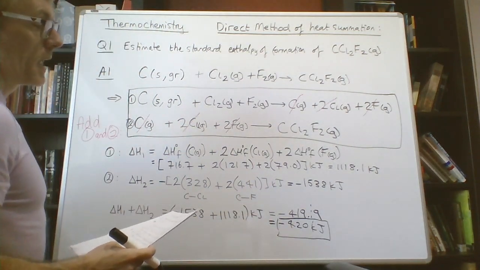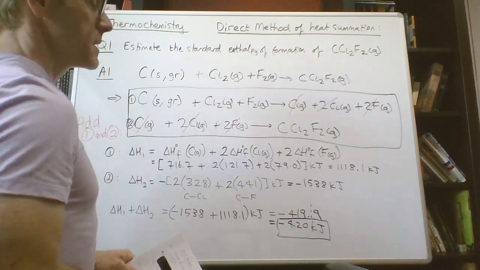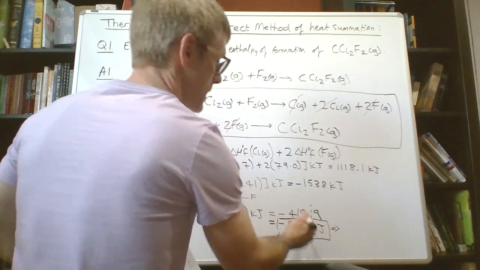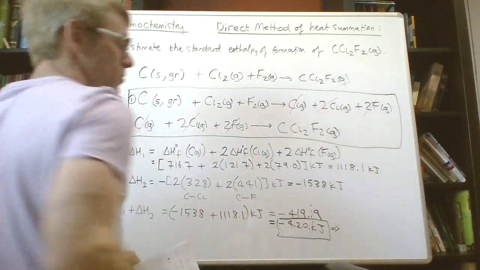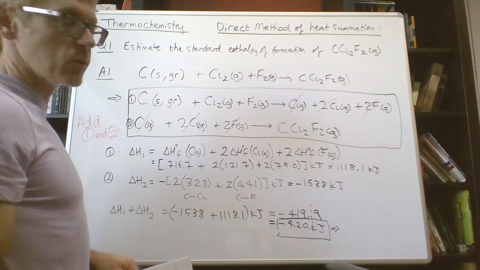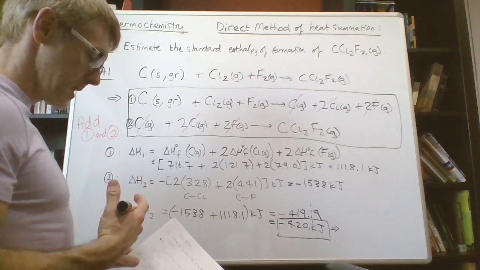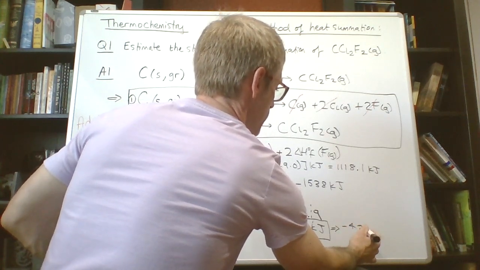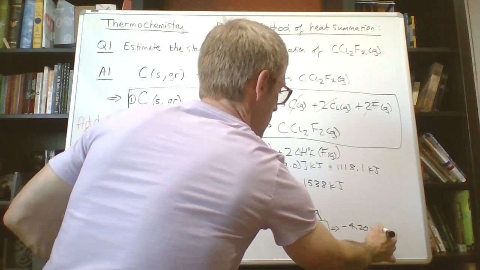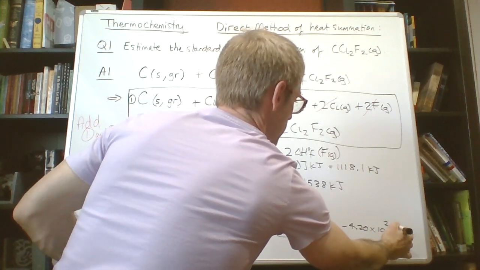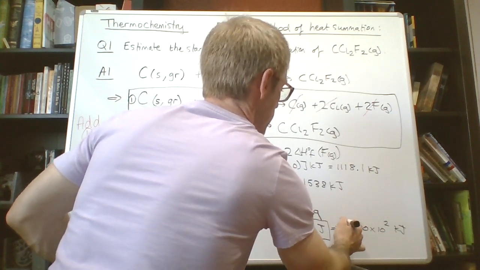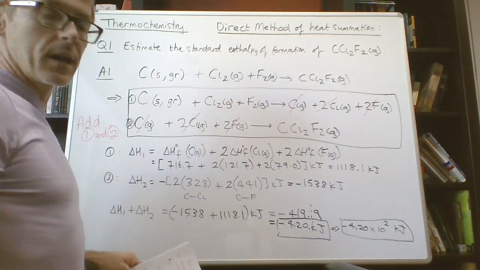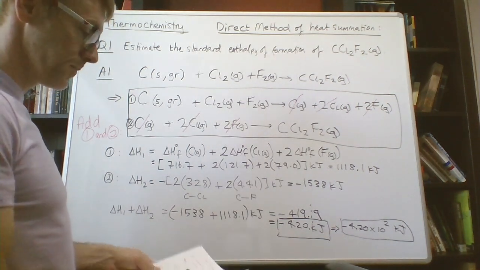Now, if I want to give 3 sig figs, I would preferentially write this, because right now the 0 is not significant. You can add a dot here, which some people do to make that 0 significant. I personally don't like that, so I would rather write negative 4.20 times 10 to the 2 kilojoules, so write it in scientific notation. And I would suggest you present that in scientific notation.